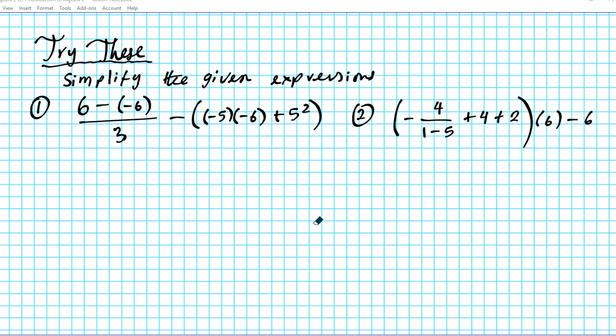Alright, hopefully you had a chance to try the problems. The answers to the problems are as follows. For number 1, the answer is negative 51. And then for number 2, the answer is 36.